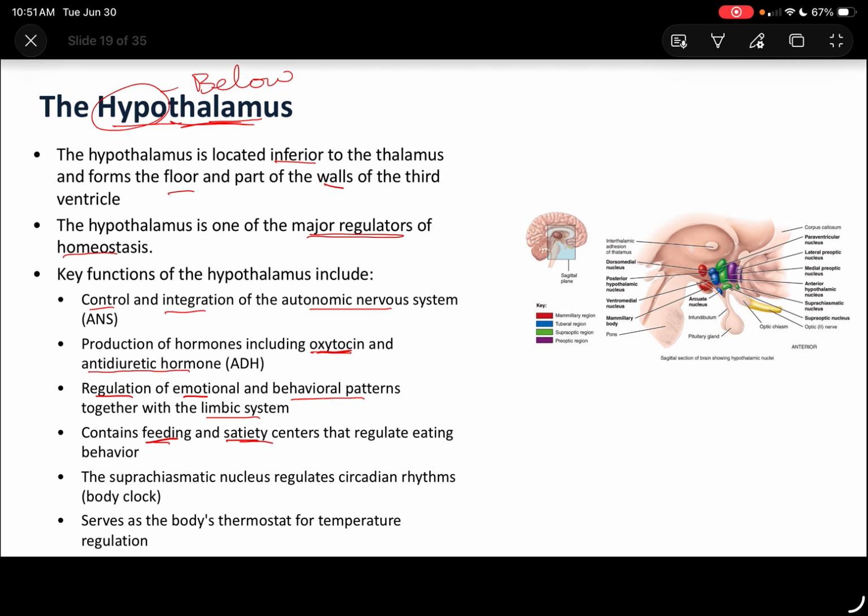This is also going to be the home of the suprachiasmatic nucleus, which is going to play a role in regulating circadian rhythm. So your body's clock essentially is saying that, okay, it's time to wake up or it's time to go to bed. This is all regulated by the suprachiasmatic nucleus, residing in our hypothalamus. And it's also going to serve as the body's thermostat for temperature regulation.